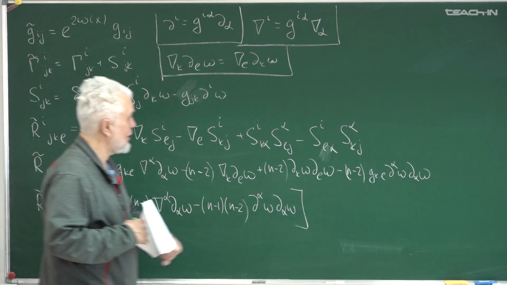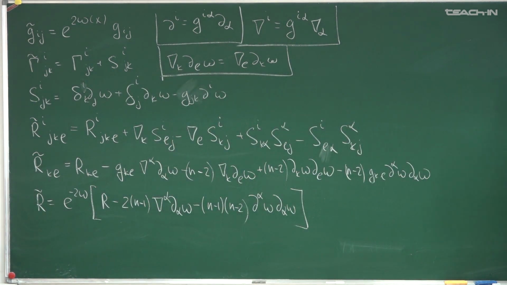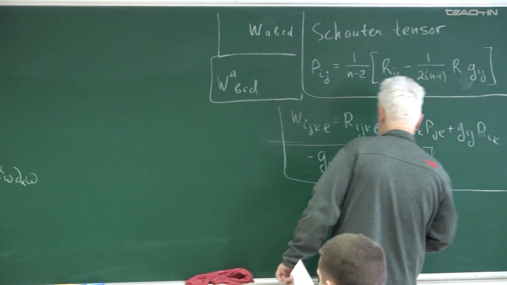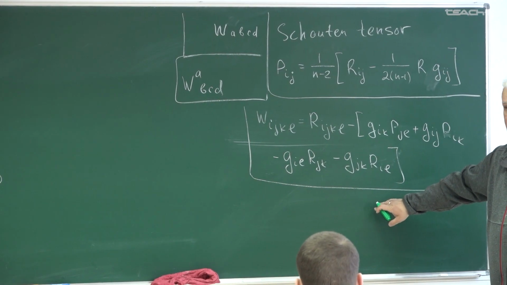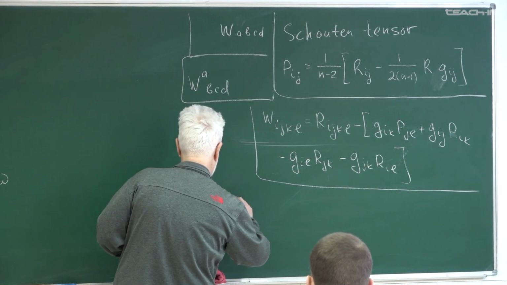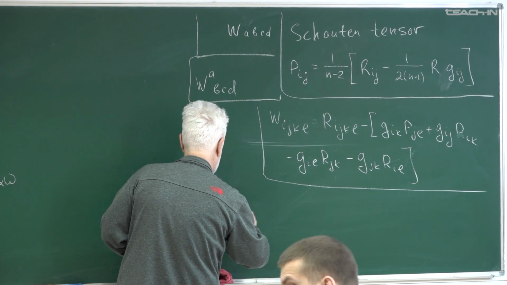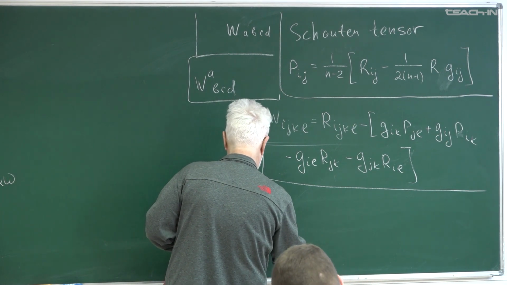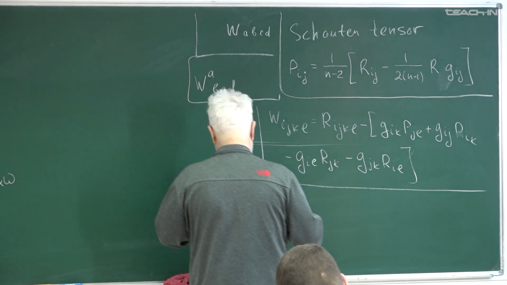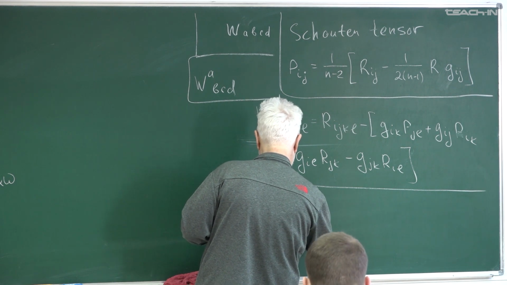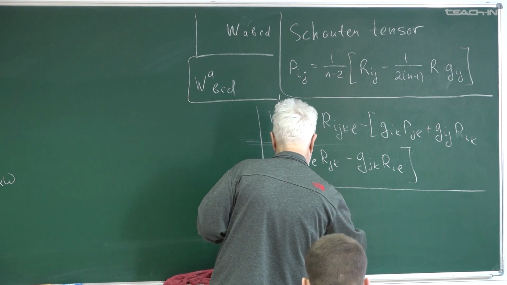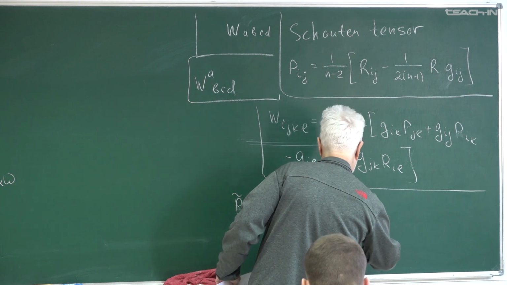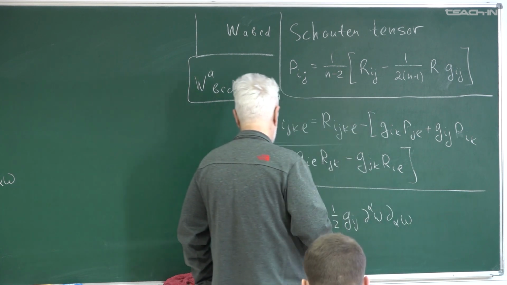Now, let us prove one extra lemma. Do you see what I am writing here? Is it okay? P tilde_ij is P_ij minus omega, minus 1/2 T_ij. This is the lemma. Let's prove it.